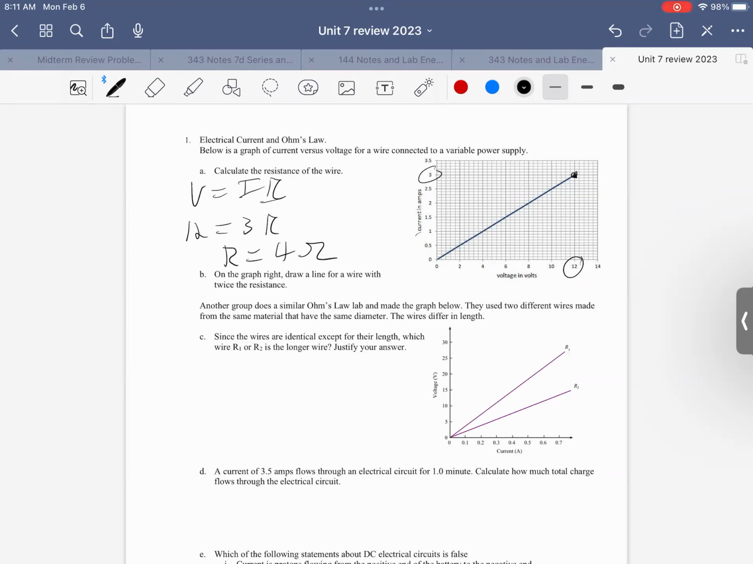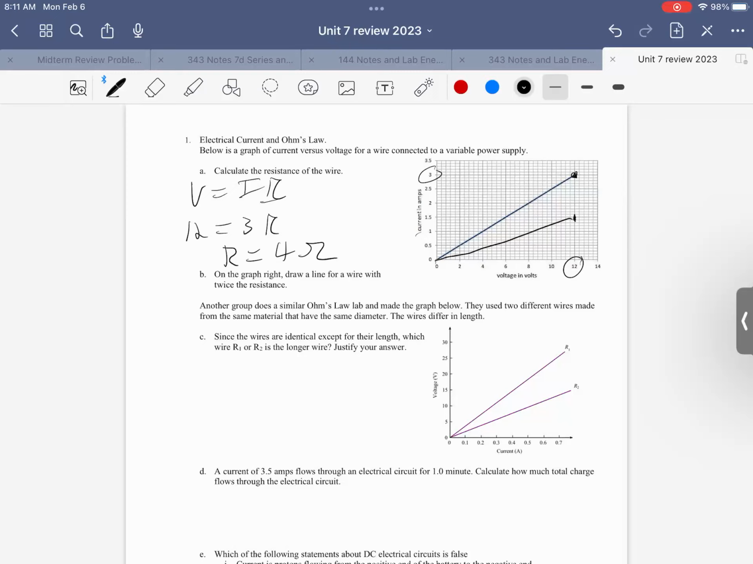But you also could just plug it in, right? You could double the resistance and see what your new current or voltage is for each of the numbers and just plot some new points. In this case, though, 12 volts is only going to give you 1.5 amps there instead of the other. And so that line would look something like that.